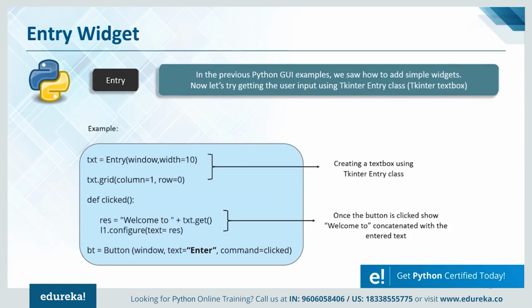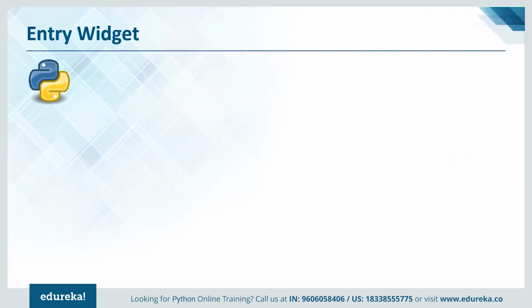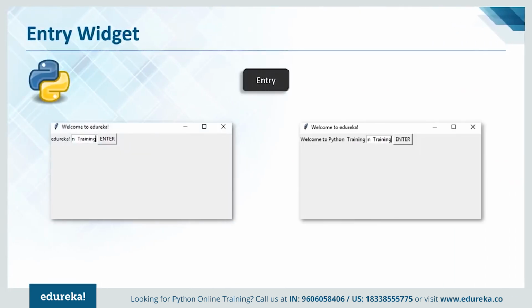And next, what should happen when the button is clicked? We have a message that says "welcome to", and whatever is input into the text area will be concatenated along with this and then printed, guys. Check out this example for better understanding. We have typed out Python training and it displays welcome to Python training. All of these widgets are really simple, and more than that, they always come in handy as well.